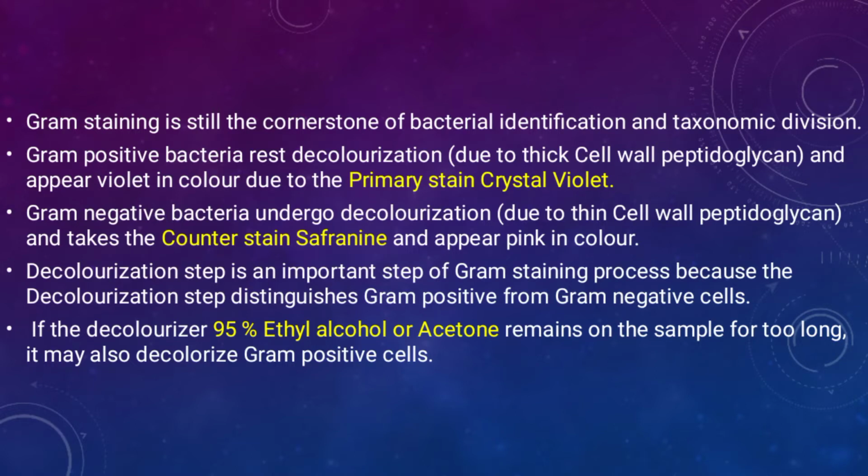Gram-positive bacteria resist decolorization due to thick cell wall peptidoglycan and appear violet in color due to the primary stain crystal violet. Gram-negative bacteria undergo decolorization due to thin cell wall peptidoglycan and take the counter stain safranin and appear pink in color. The decolorization step is an important step of the gram staining process because it distinguishes gram positive from gram negative cells. If the decolorizer, 95% alcohol or acetone, remains on the sample for too long, it may also decolorize gram positive cells.